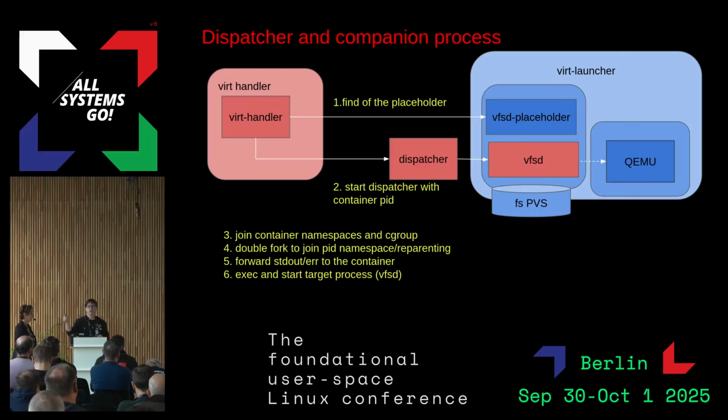And then it will join the namespaces and the cgroups of that. We also need to reparent that process inside of the container. So now PID number 1 inside of that PID namespace is the new parent of the new privileged process. It will forward the standard out and err to the pseudo terminal and then execute the target process, which in this case is virtiofs.